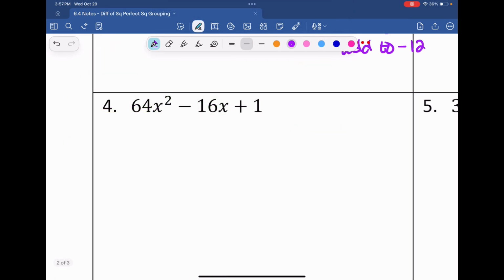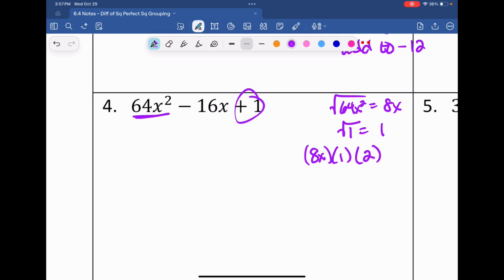I'm going to do this one with the pattern. I'm going to take that, no GCF, because it's 64, 16, and 1. I'm going to take the square root of that first term. So that's going to be 8x. Then I'm going to take the square root of the last term. If I take those two terms, multiply them together, and double it, do I get the middle one? 8x times 1 times 2 is 16x. All right, so we take that sign in the middle. And we take their roots, 8x and 1, square them.